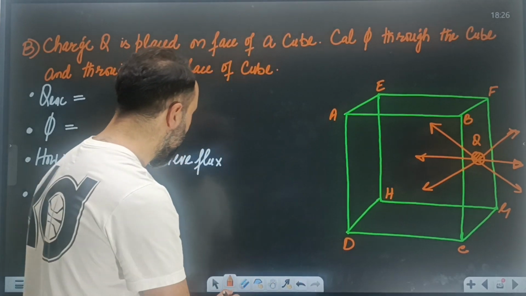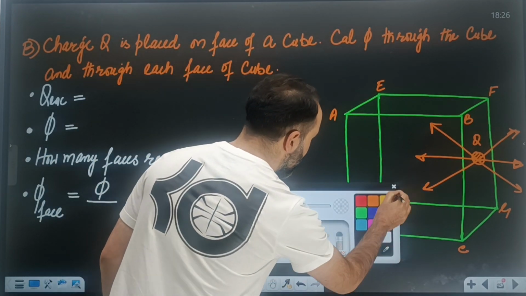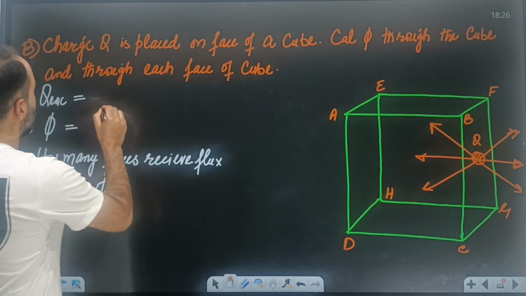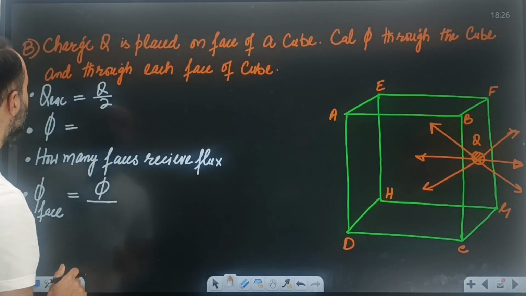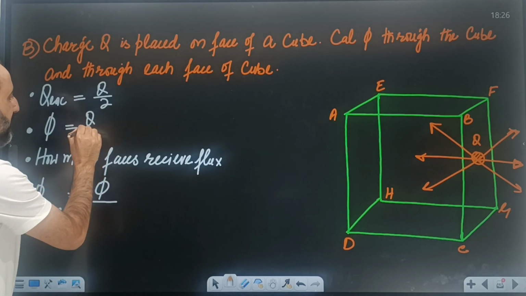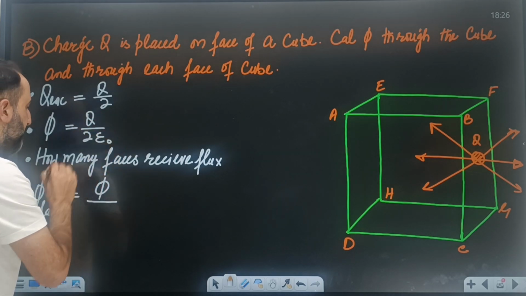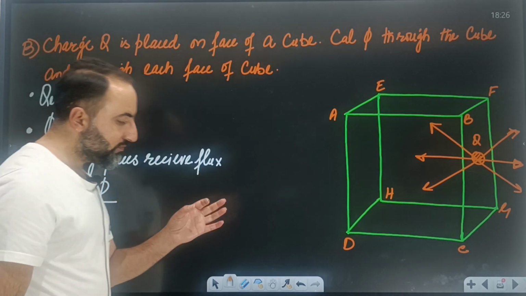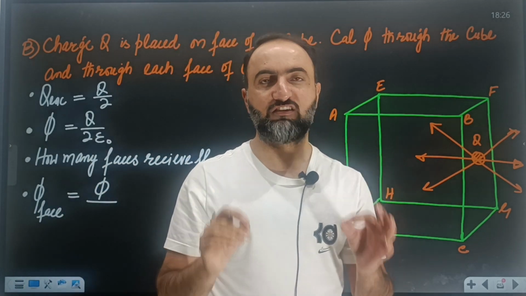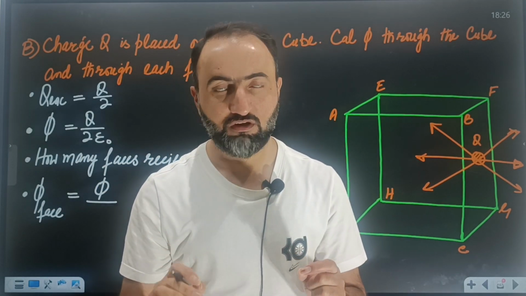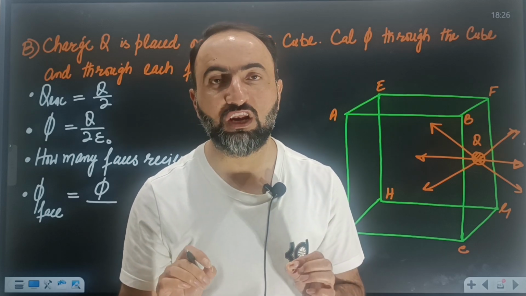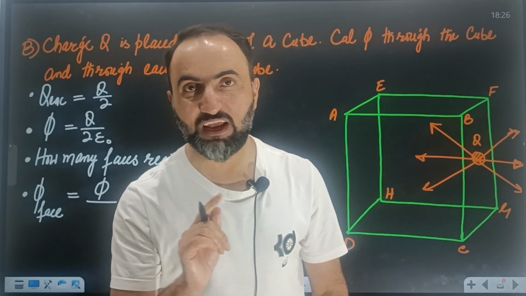So what is the charge enclosed by this cube? The charge enclosed by this cube is equal to Q divided by 2. So when the charge enclosed is Q divided by 2, what is the flux through the cube? That is Q divided by 2 epsilon naught. Now, how many faces does the cube have? It has 6 faces. And how many faces receive flux? 6? Not at all. Only 5 will receive flux. One face will not receive flux.